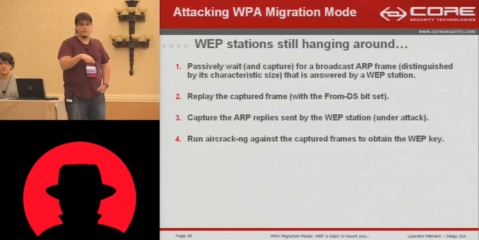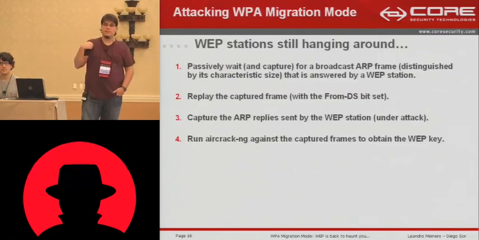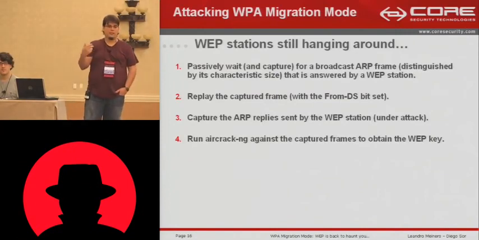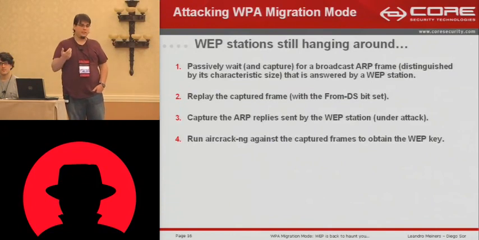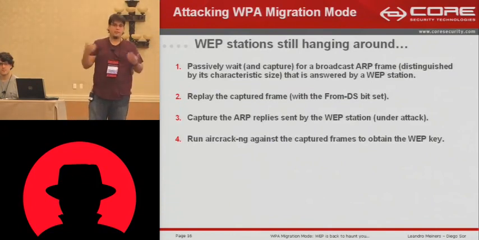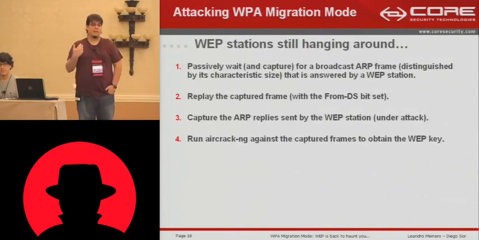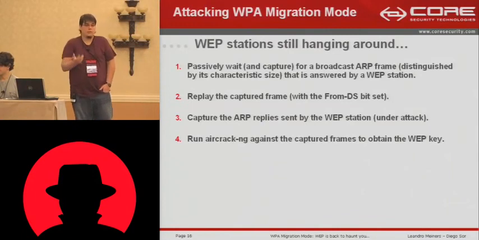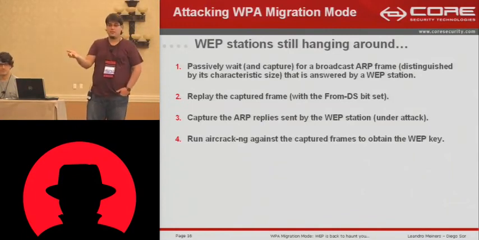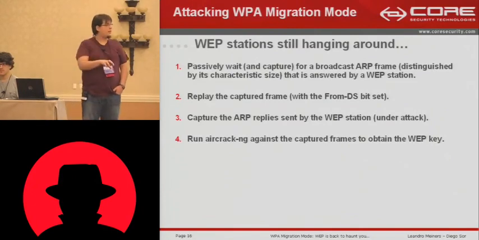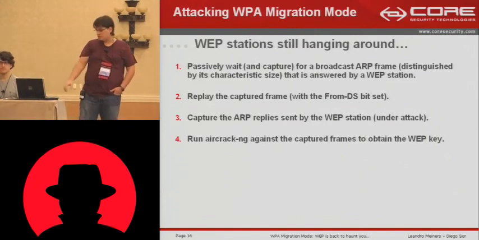That's why we have to set the From DS bit, which means that the packet was coming from the AP. The station would see the packet and say, okay, somebody's sending me a frame, and it would decrypt it, and since it's a valid frame, it would be the ARP frame that we captured. The station is going to reply, and each time the station replies, we capture that traffic, which will be valid WEP traffic sent by the station. If we capture only that traffic and gather enough of it, we can crack the WEP key under this scenario.